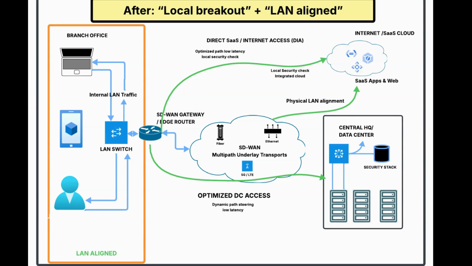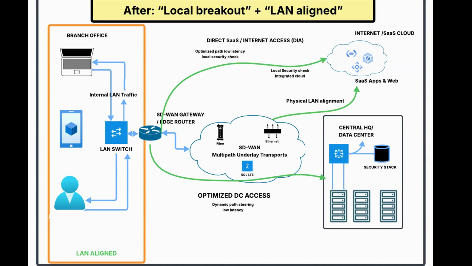The branch LAN switches feed an SD-WAN gateway with multiple path underlay transport like fiber, Ethernet, and 5G LTE. SaaS and internet traffic breaks out directly at the branch through direct internet access. Only DC-bound traffic goes to the data center, over the optimized path with dynamic path steering and low latency. The critical difference is at the bottom of each side: the LAN not ready side and the LAN aligned side. The SD-WAN overlay on the right has the same capabilities as the SD-WAN deployment. The difference is that the LAN foundation underneath it is ready to support those capabilities.